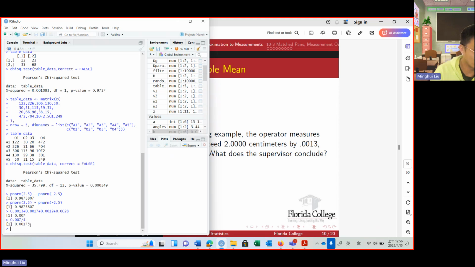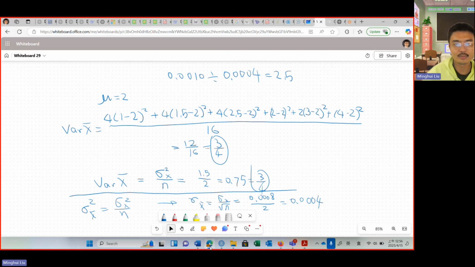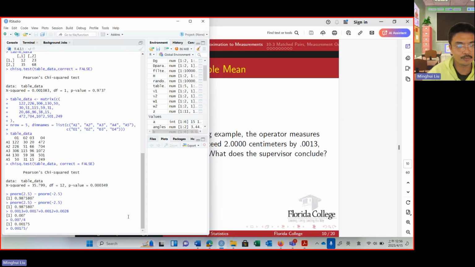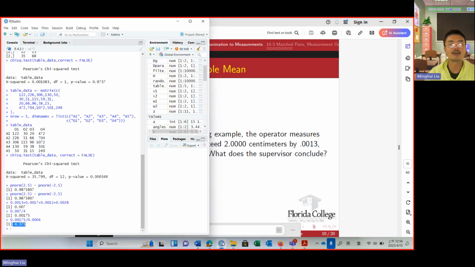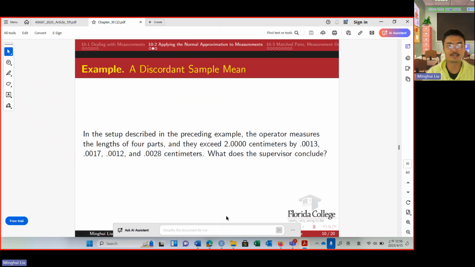Now the question is, how many standard deviations away is that? Let's do the division. Let's divide this number by the standard deviation we calculated, which is 0.0004. So we get some number that's 4.375. Or in other words, what is the probability that something is beyond 4.375 standard deviations?